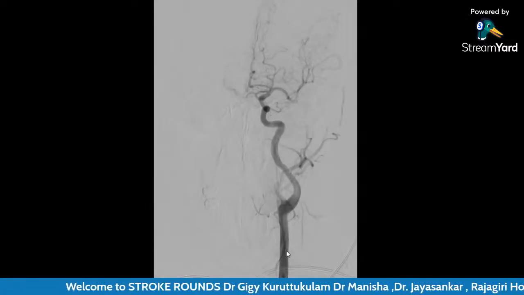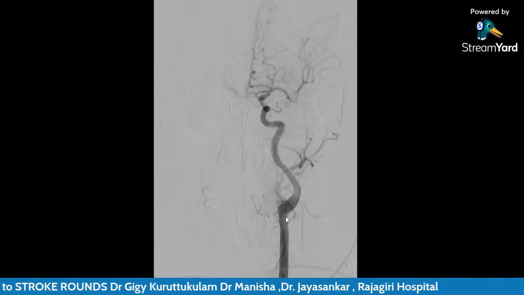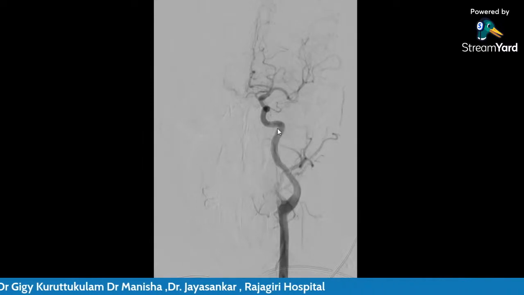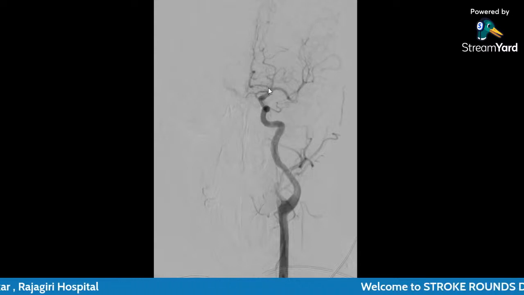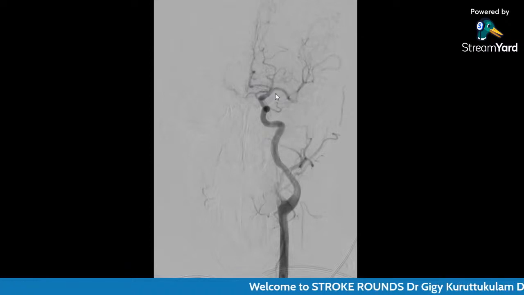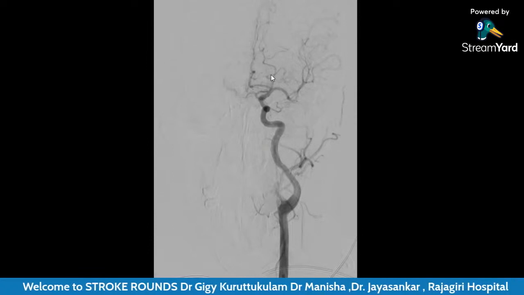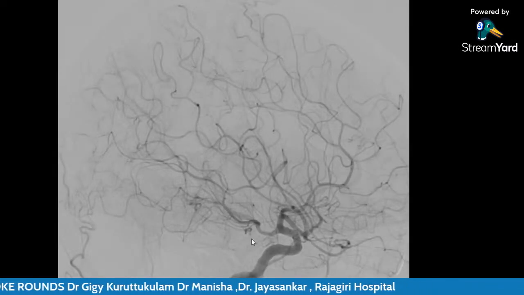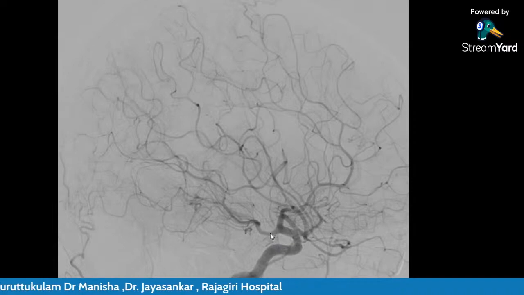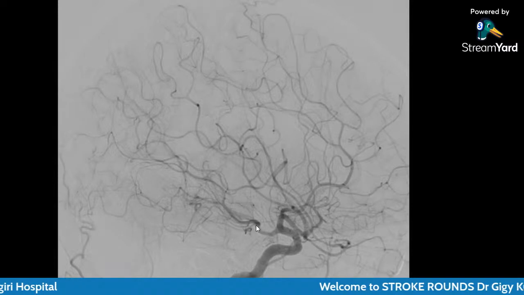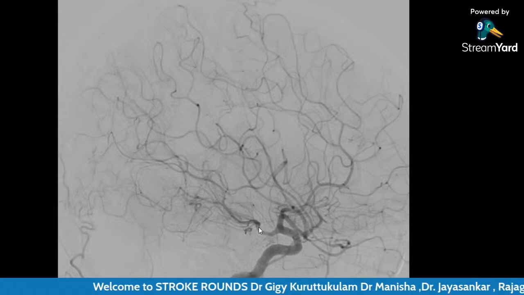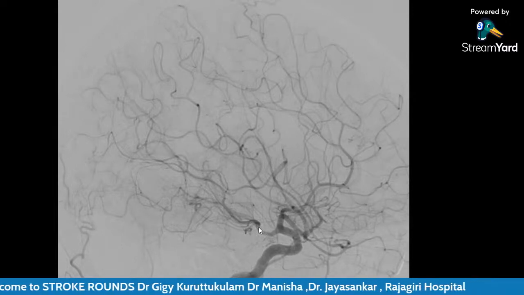This is the left common carotid angiogram showing the normal common carotid artery, internal carotid artery, cervical segment, petrous segment, cavernous segment, and distal internal carotid artery, dividing into A1 and MCA. Just before that, one can see the posterior communicating artery continuing as the posterior cerebral artery. In the lateral view, we can see this very well, which is otherwise called the fetal posterior cerebral artery. So this is the reason why in the vertebral artery injection on the left side, the posterior cerebral artery is not visualized.